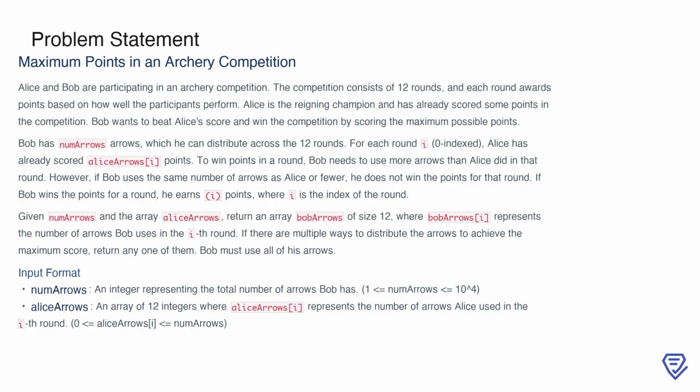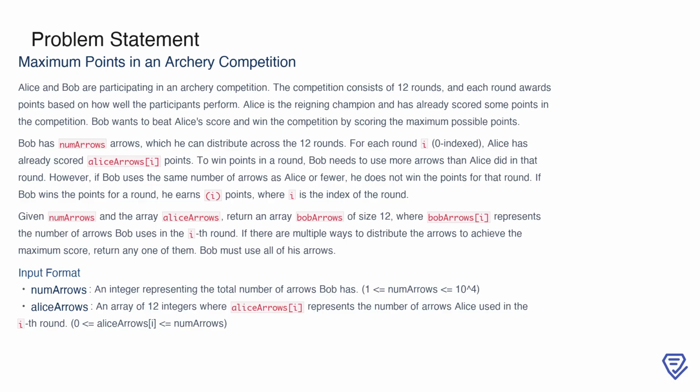To do this, Bob has a limited number of arrows, represented by the variable numArrows, which he can distribute across the 12 rounds. For each round, Alice has already used a specific number of arrows, given in the array aliceArrows. In order to win the points for a particular round, Bob must use more arrows than Alice did in that round. However, if Bob uses the same number of arrows as Alice or fewer, he does not earn any points for that round. If Bob wins a round, the points he earns are equal to the index of that round.